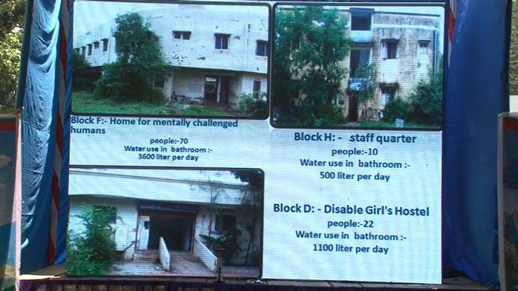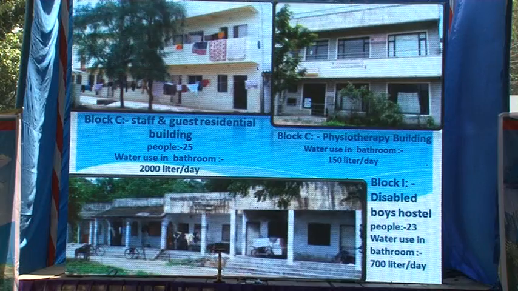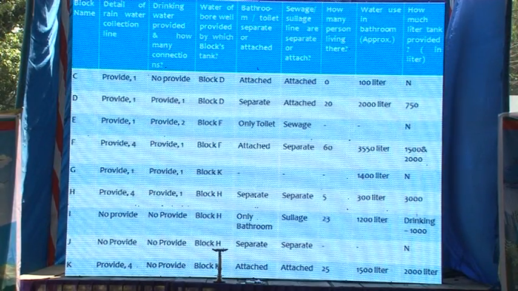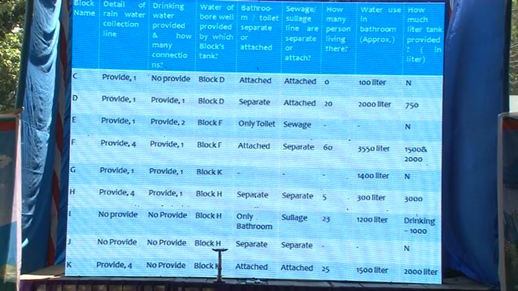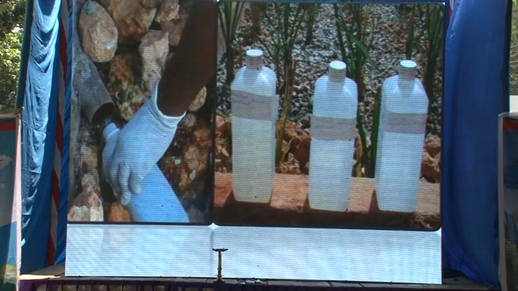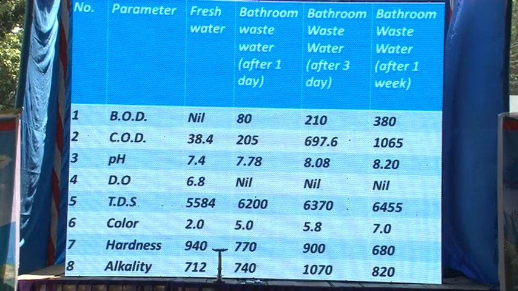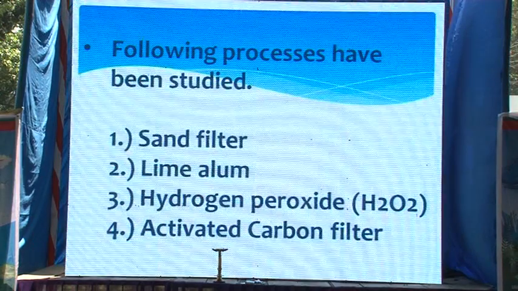These are the main buildings of SEVATIRTH, which are the source of wastewater we collected. We have studied the case, and these are the main buildings. And this one is the collection of samples. These are the results of wastewater and freshwater of SEVATIRTH.